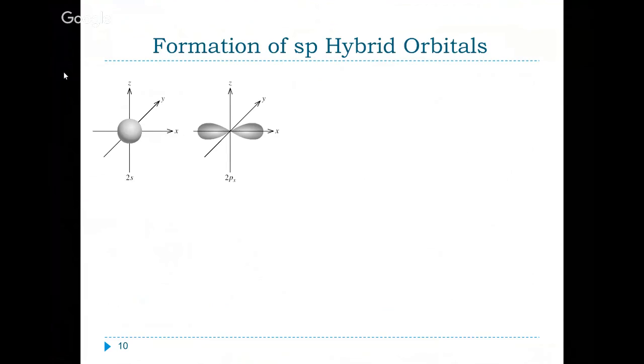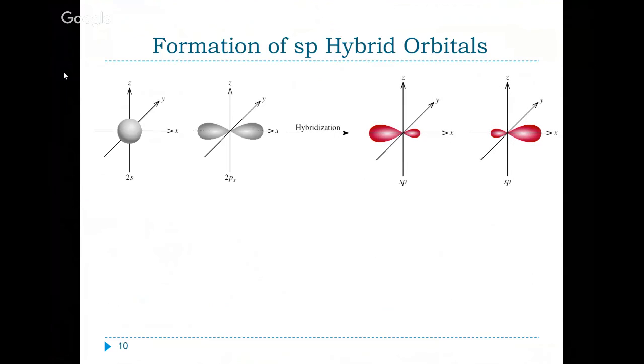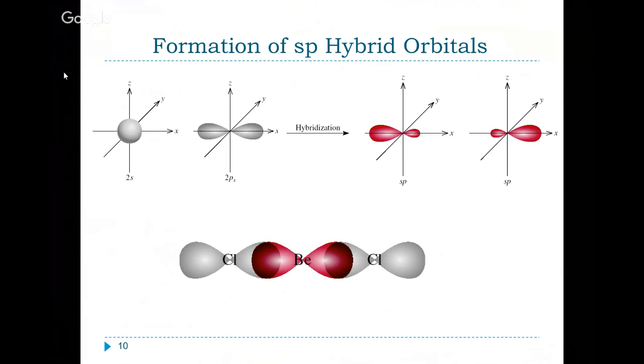So what about formation of an sp hybrid orbital? You take an s, you take a p, you mix them together, you get 2 new orbitals, which we call sp, and now that can show us how we end up with something that is linear in shape with a bond angle of 180 degrees.